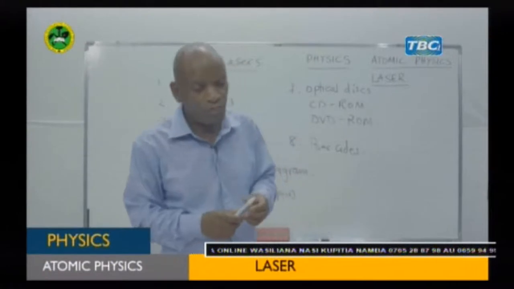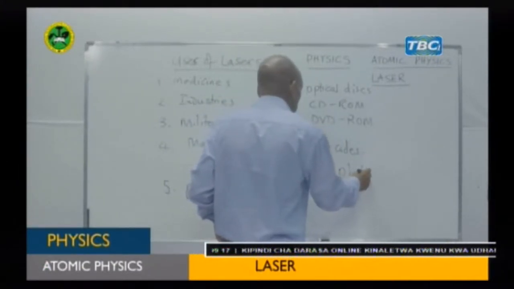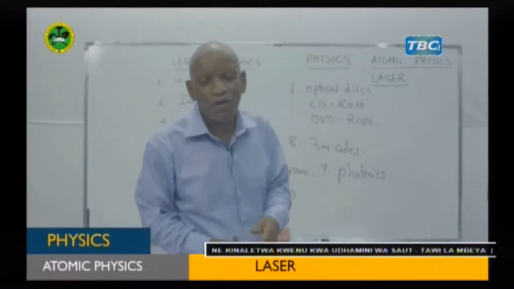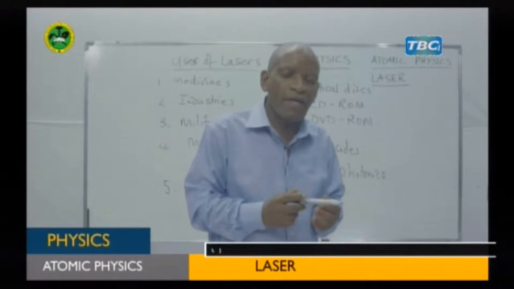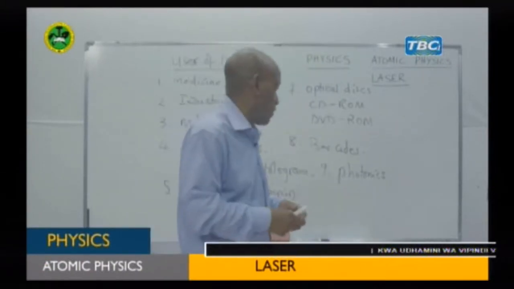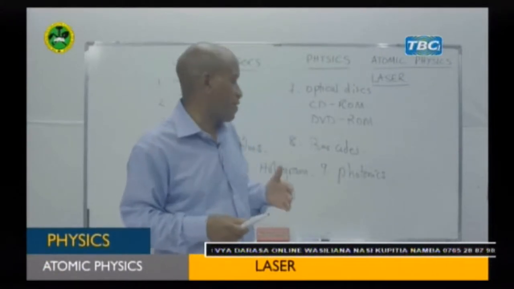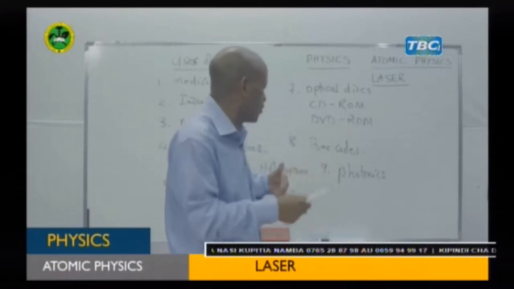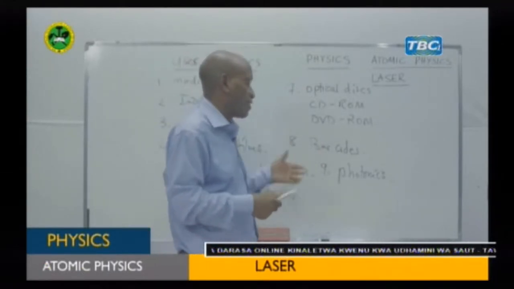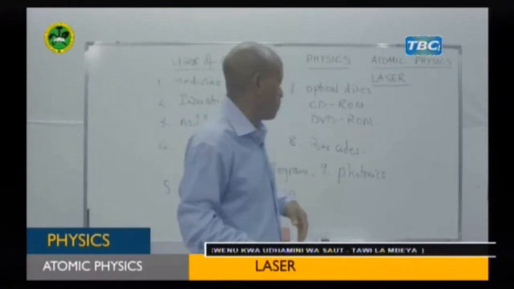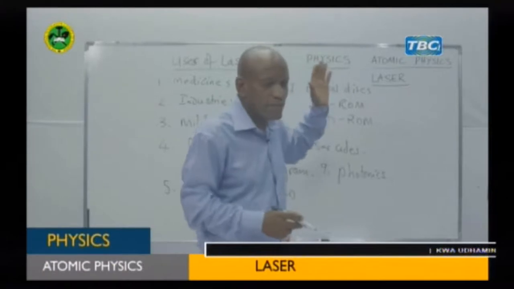There are various areas where lasers are being used. We could have some other uses, like what we call photonics, which is a combination of optic fiber and lasers. The optic fiber can be used along with the lasers to transfer a message from one position to another. This technology of using optic fibers with lasers to transfer information from one place to another is what we call photonics. So there are various areas where lasers can be used.